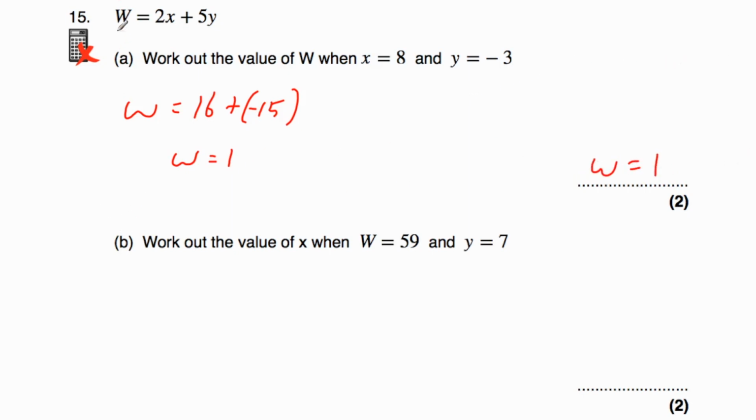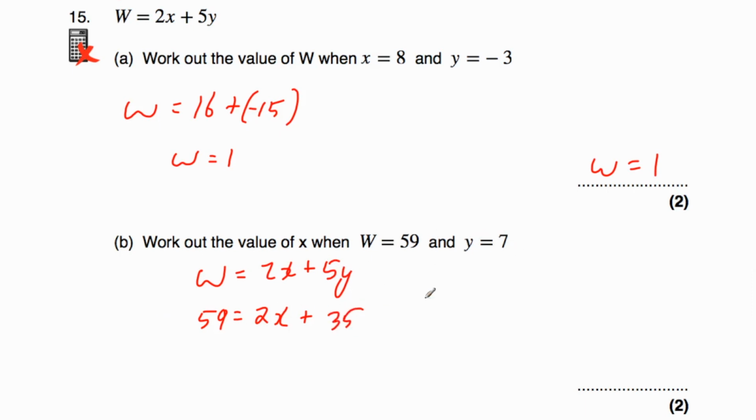Okay, part B. We're told that w is equal to 2x plus 5y. And we've been asked to find the value of x whenever w is equal to 59 and y is equal to 7. So let's substitute those in and see what we get. So we've got w is equal to 2x plus 5y. We're told that w is equal to 59, so we've got 59 equals 2x, so that's still 2x, plus, and then 5y. Y is equal to 7, 5 times 7 would be 35.